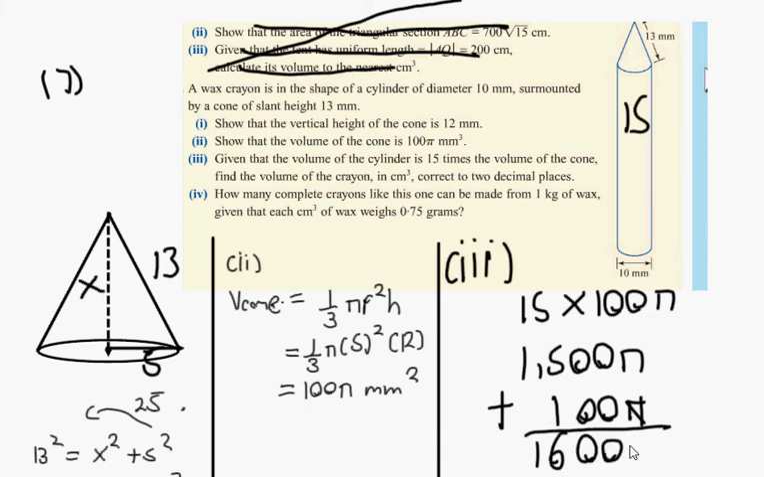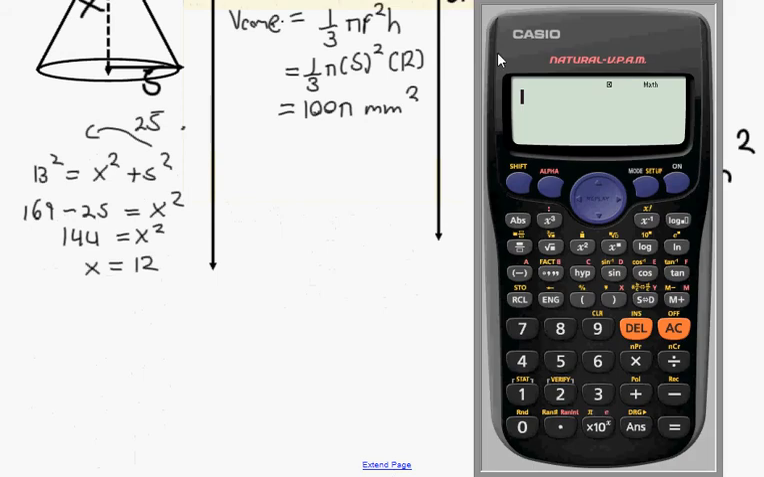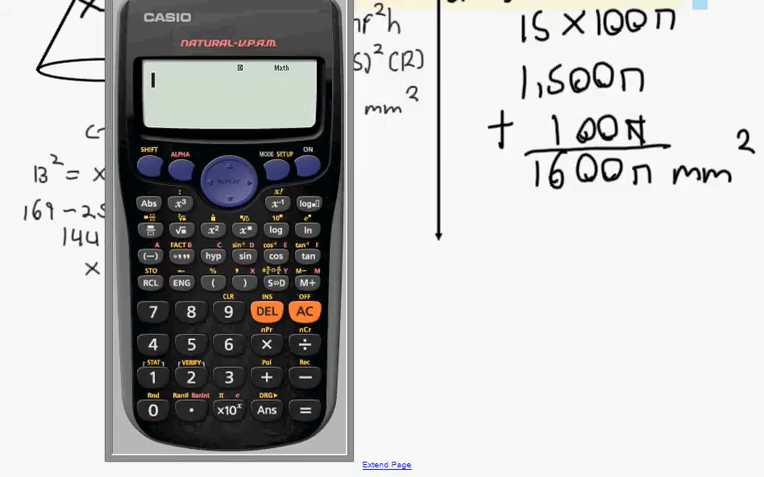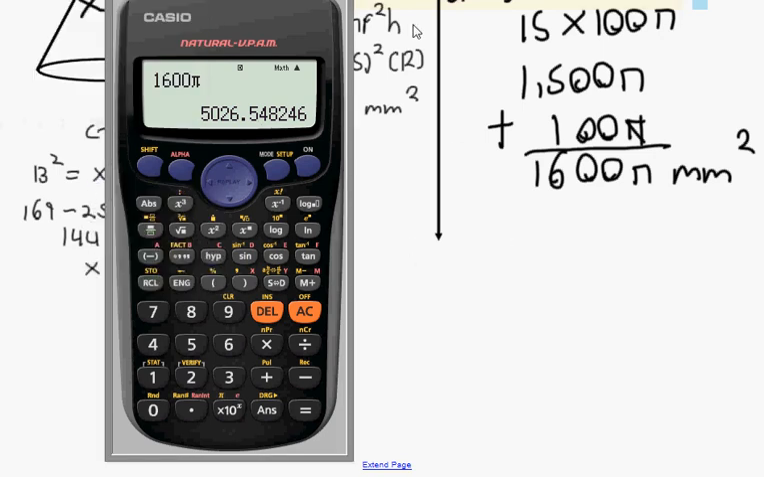So what I'm going to have to do is change 1,600 pi into millimeters, okay? And just press the change button. I'm going to round up to 2 decimal places, okay? Now, so this answer here, so it's 5026. I'm going to keep a couple of extra decimals, and I'm going to tell you why I'm keeping the extra decimals.